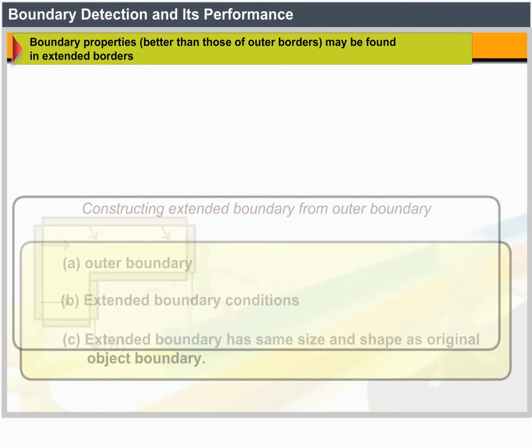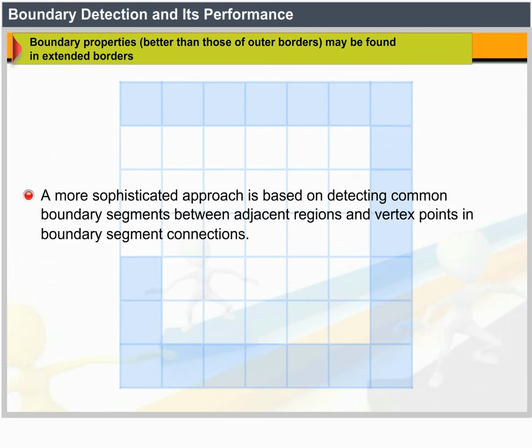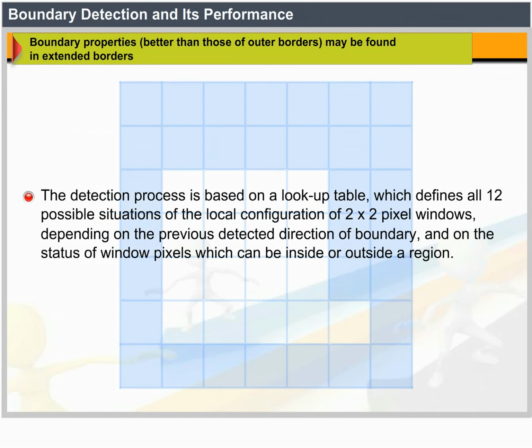A more sophisticated approach is based on detecting common boundary segments between adjacent regions and vertex points in boundary segment connections. The detection process is based on a lookup table which defines all 12 possible situations of the local configuration of 2x2 pixel windows, depending on the previously detected direction of boundary and on the status of window pixels, which can be inside or outside a region.